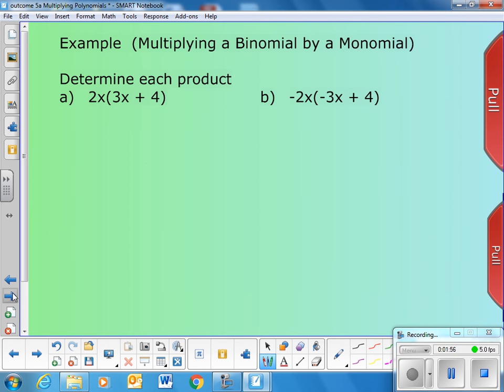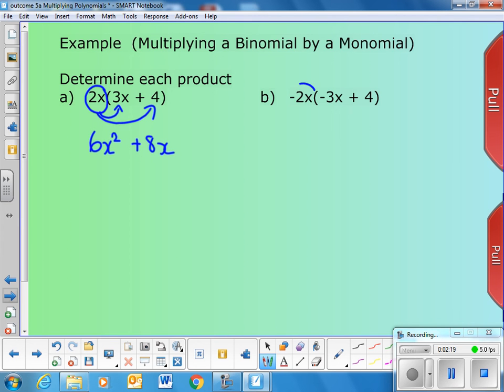Multiplying a binomial times a monomial. So some more examples to look at. This first term gets multiplied by each term in the bracket. So 2x times 3x will give us 6x squared. 2x times positive 4, 2 times 4 is 8x.